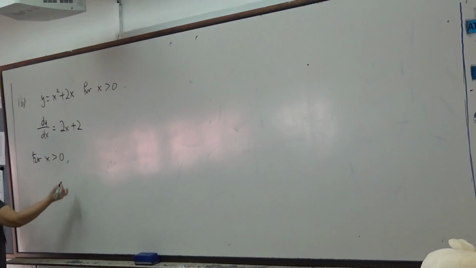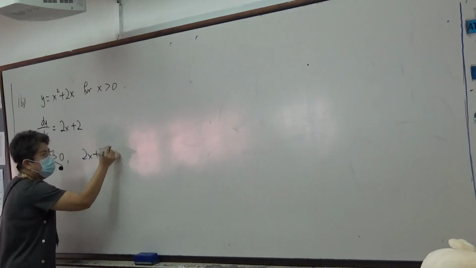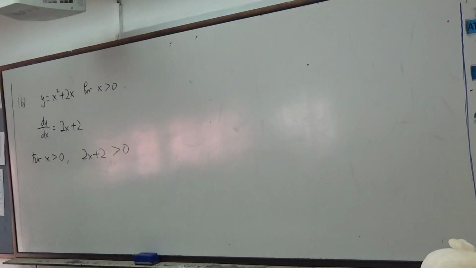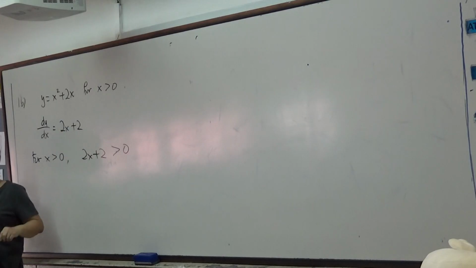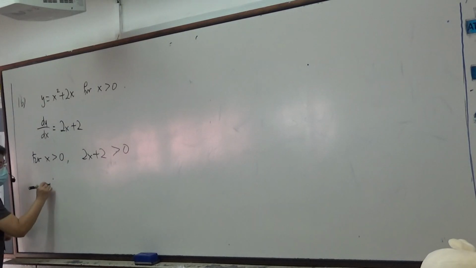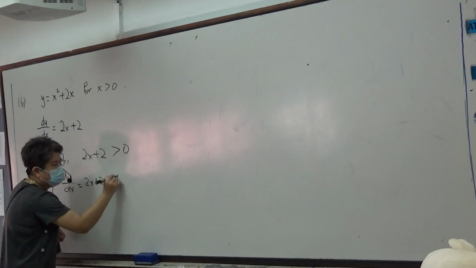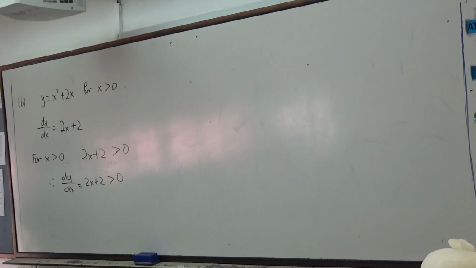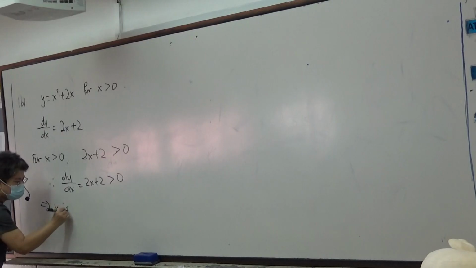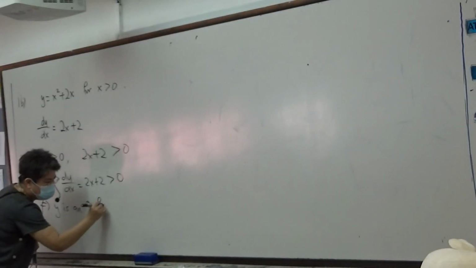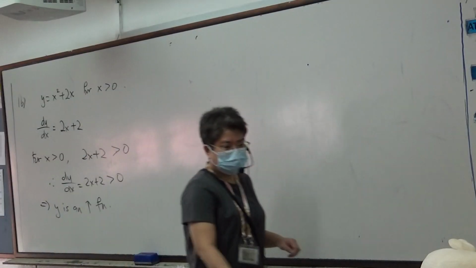For x bigger than 0, this one must be bigger than 0 also, right? 2 times a positive plus 2, confirm positive. Okay? So therefore, this implies that y is an increasing function.